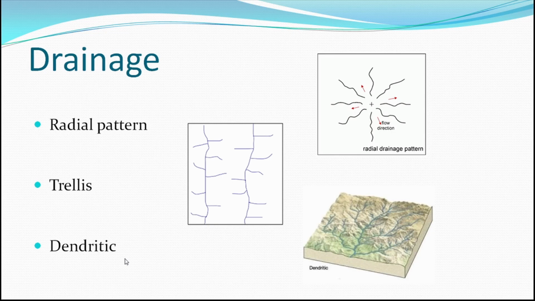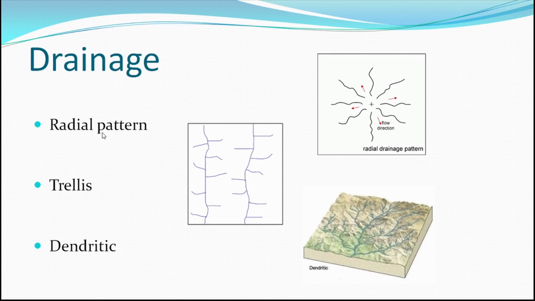Now we come to the last subtopic of topographical map, that is drainage. Now what is drainage? Drainage is a pattern, the flow of a river or a stream. How the river or a stream flows is called drainage. There are three types of drainage you are going to learn here.